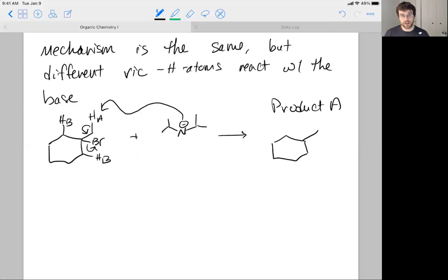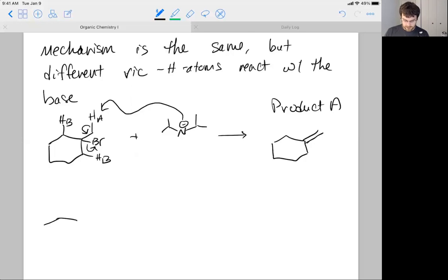Now, what does that product look like? So what you can see here is I redrew all of the carbon atoms without the halogen. The halogen is left and it's gone. I'm going to draw a double bond between what was the halogen-containing carbon and the carbon that lost the vicinal hydrogen that reacted with the base by a deprotonation event. So product A is going to look like this.